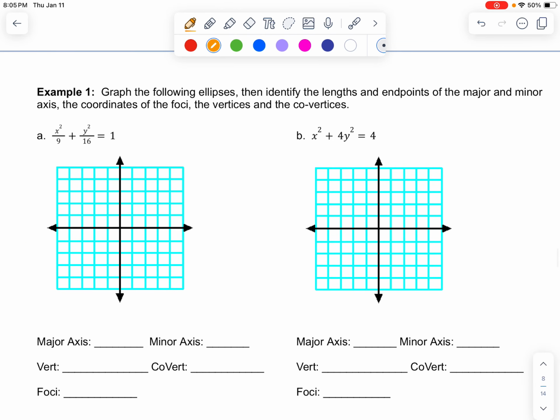So we're going to graph each of the following ellipses, identify the length and endpoints of the major and minor axes, the coordinates of the foci, the vertices, and the co-vertices. Depending on what your teacher asks you, you may or may not have to include all or some or parts of any of these different parts of the ellipse. So let's practice all of it.